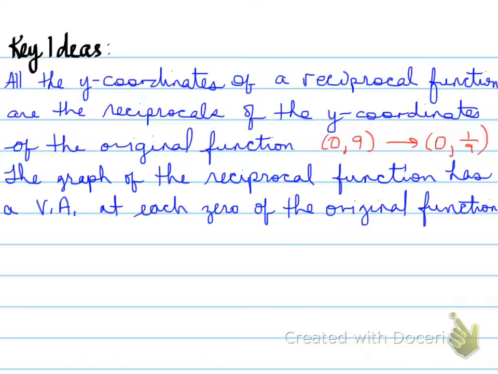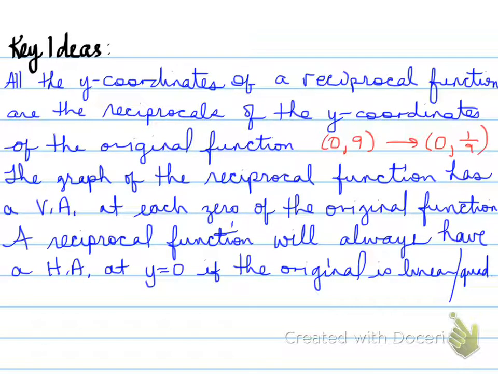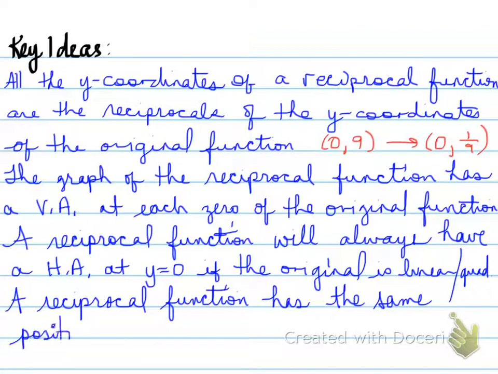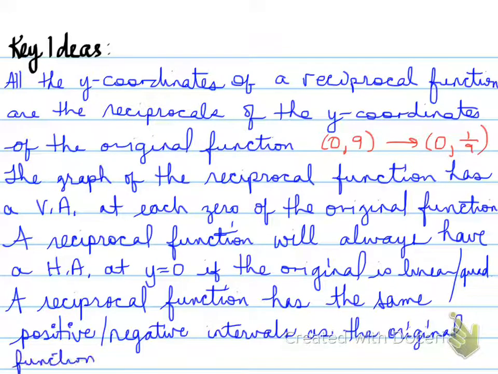All right, let's go back to this general description page. Here we go. Last bit. A reciprocal function has the same positive, negative intervals as the original function. Let's go back to the previous graph so that I can explain that again. So this is important, this last statement. It has the same positive, negative intervals. That means the graph will stay positive in the positive area and stay negative in the negative area.